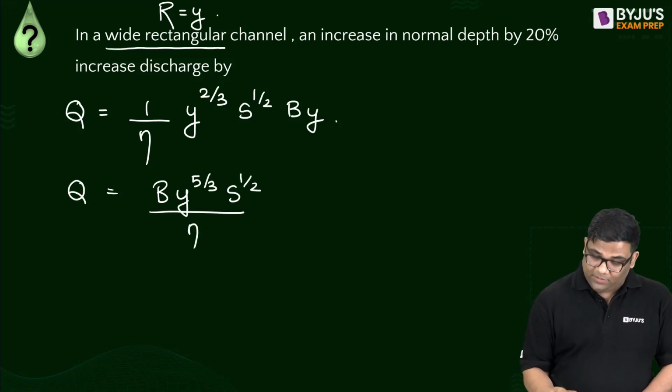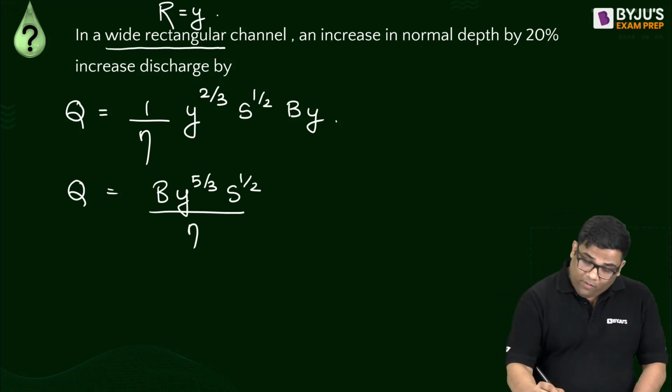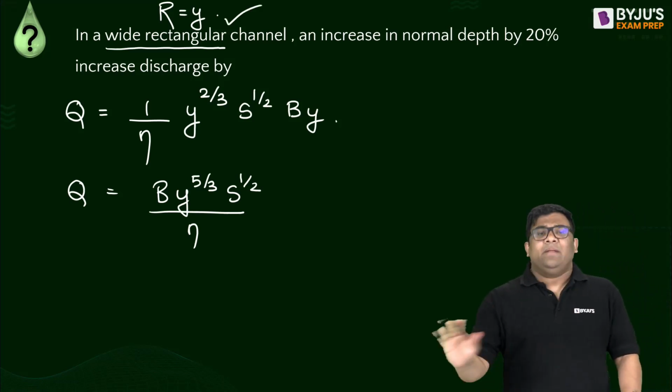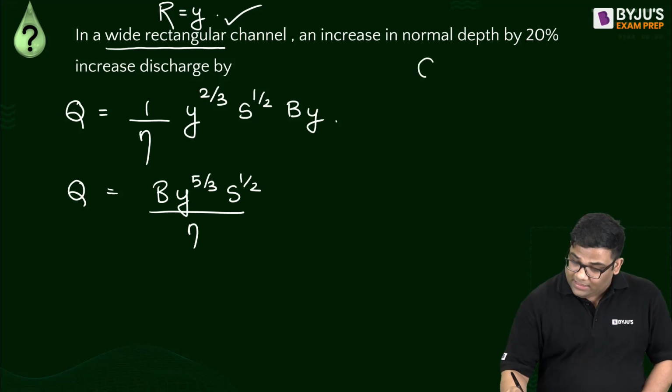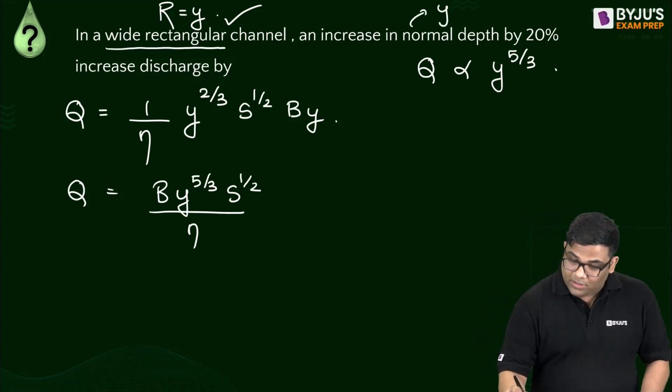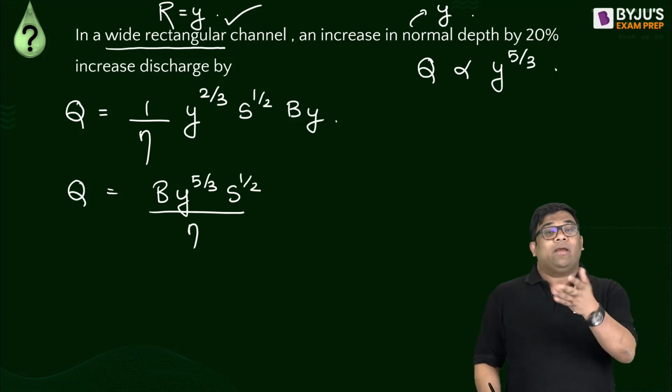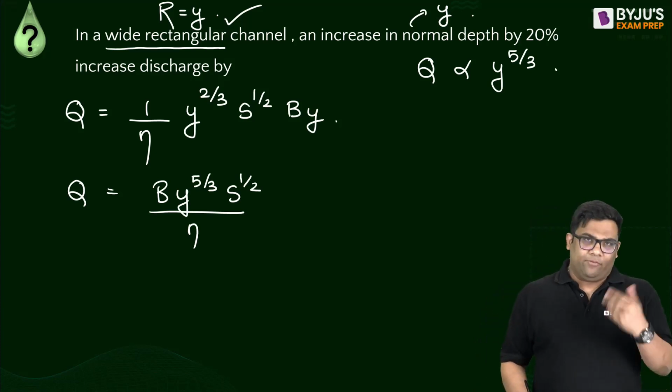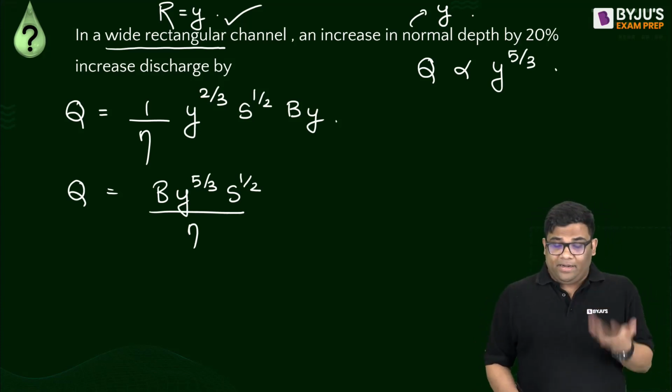Now you see this equation of discharge for a wide rectangular channel. If other parameters are same, can I say this discharge is varying with Y to the power 5 by 3? Yes, normal depth means Y. So it is varying with Y to the power 5 by 3, if other parameters are same, like width is same, roughness coefficient is same, bed slope is same.